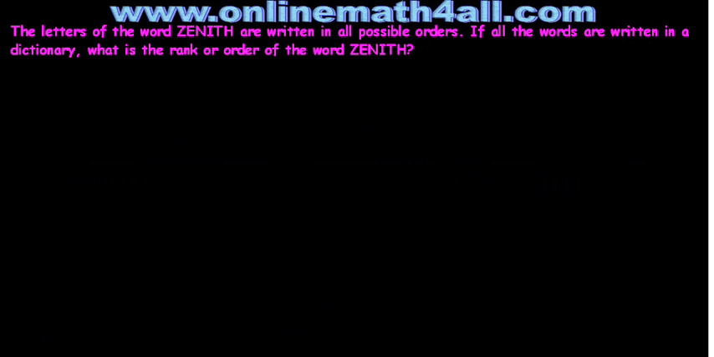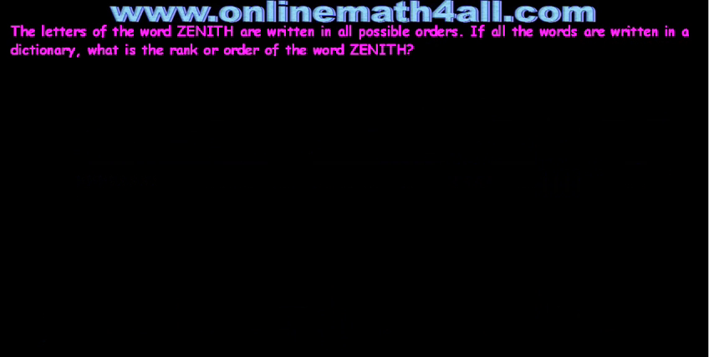The letters of the word zenith are written in all possible orders. If all the words are written in a dictionary, what is the rank or order of the word zenith? Before we start solving, we have to understand the question clearly. The 6 letters of the word zenith are going to be rearranged in all possible orders and formed into new words.